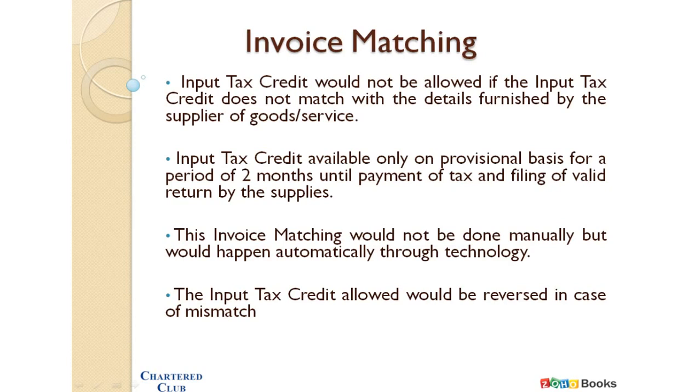This is invoice matching. Currently it is manually matched with the government. Now it would be automatically matched, and in case there's any mismatch, then GST credit would not be allowed. It would be allowed on a provisional basis for a period of 2 months until payment of tax and filing of valid return by the suppliers. This invoice matching would not be done manually but would happen automatically, and the input tax credit allowed would be reversed in case of mismatch.